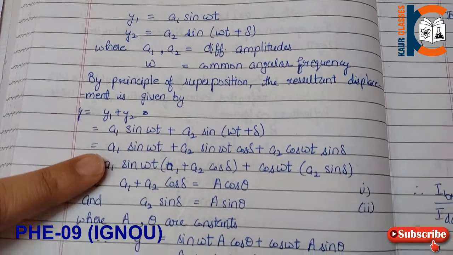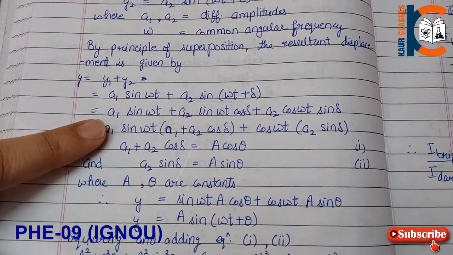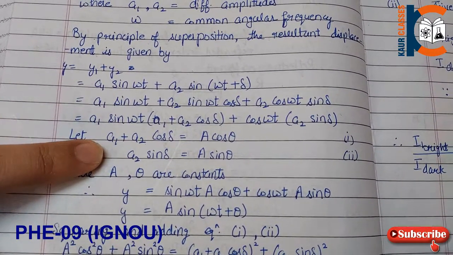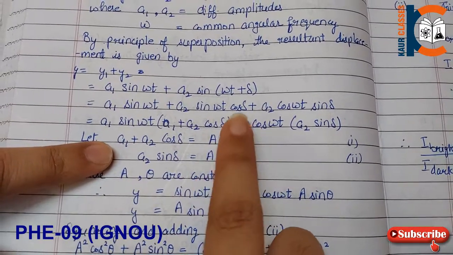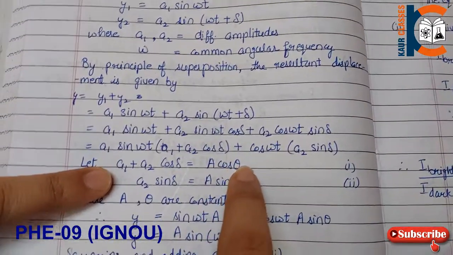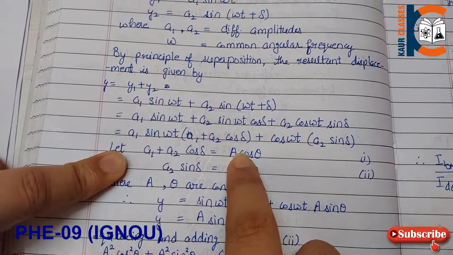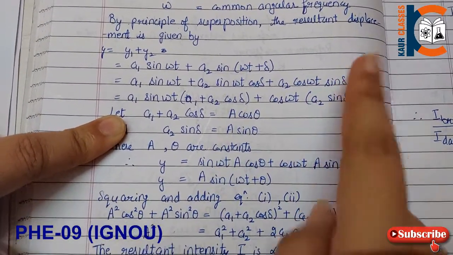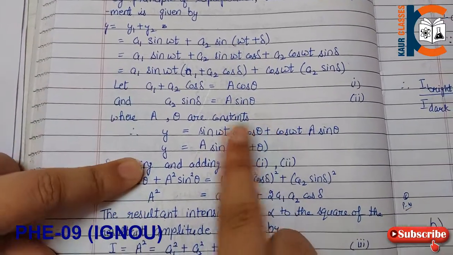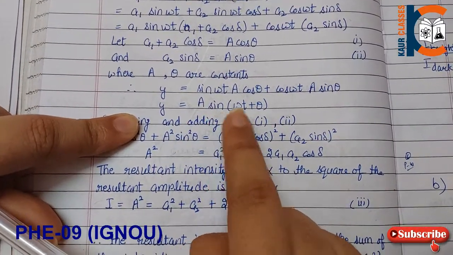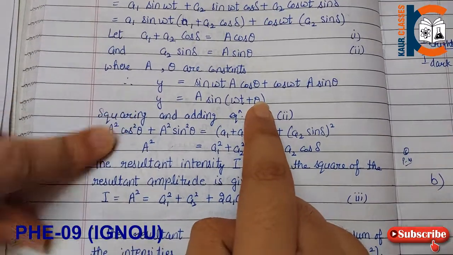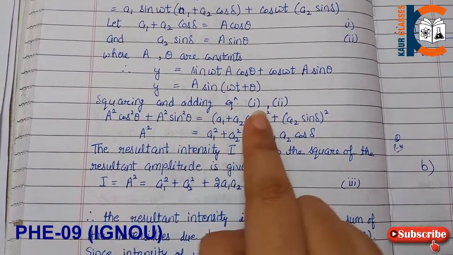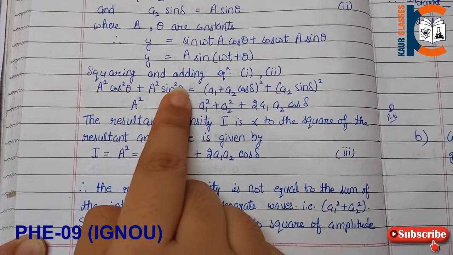We have y1 plus y2, and for simplification, let a1 plus a2 cos delta equal A cos theta, where A is any constant, and a2 sin delta equals A sin theta. Just put the values in the above equation. We get the formula for A sin(omega t plus theta). Squaring and adding equations 1 and 2, we have cos square theta plus sin square theta equals 1.